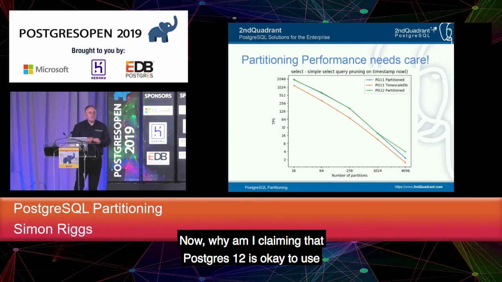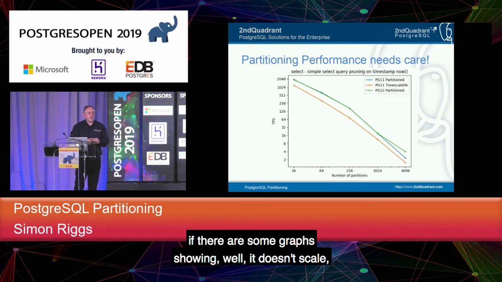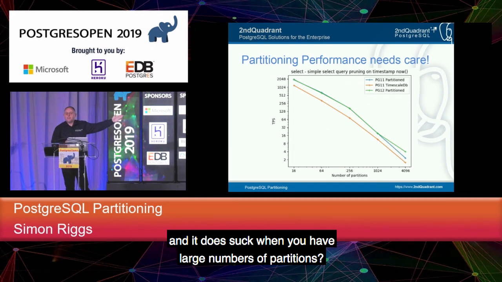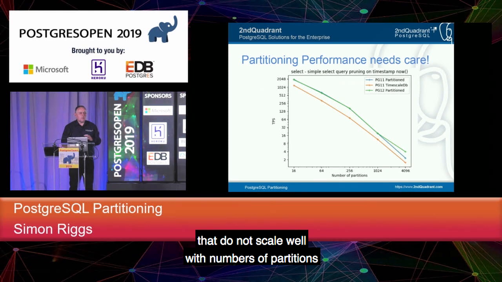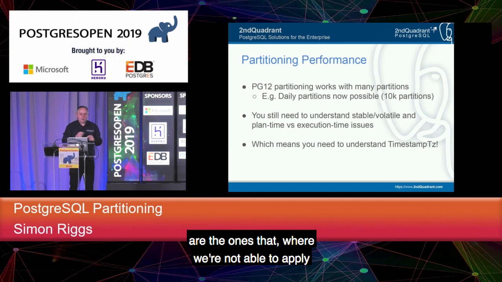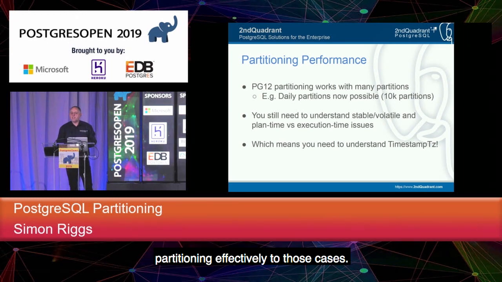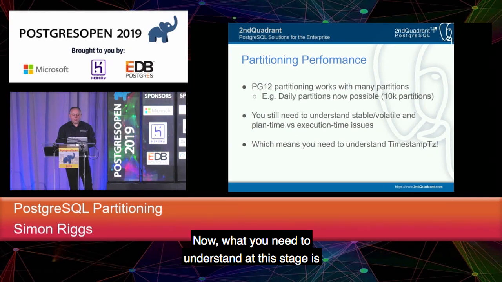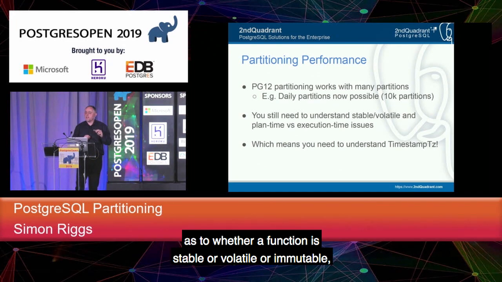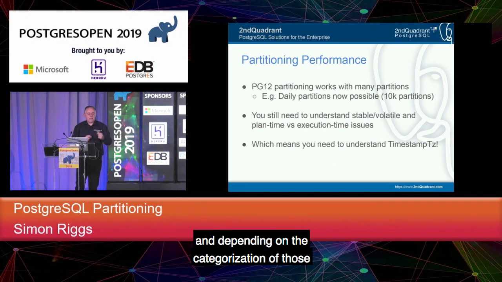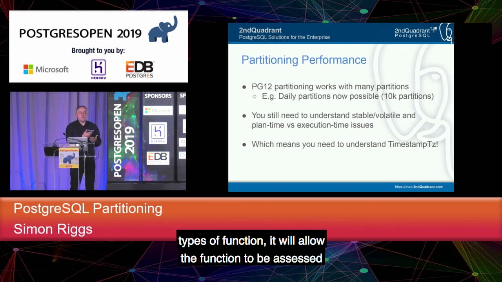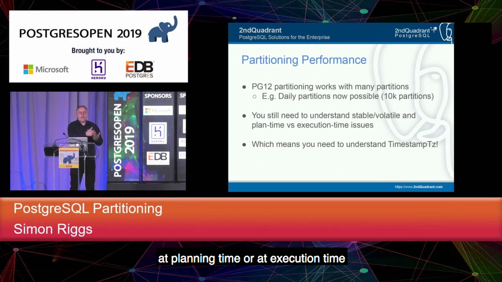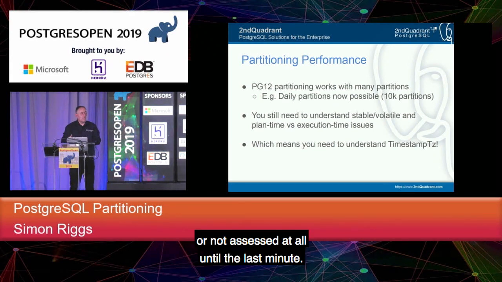Now, why am I claiming that Postgres 12 is okay to use if there are some graphs showing it doesn't scale and it does suck when you have large numbers of partitions? Well, that's because the types of query that do not scale well with numbers of partitions are the ones where we're not able to apply partitioning effectively. What you need to understand at this stage is that there are issues related to whether a function is stable or volatile or immutable. Depending on the categorization of those types of function, it will allow the function to be assessed at planning time or at execution time, or not assessed at all until the last minute.